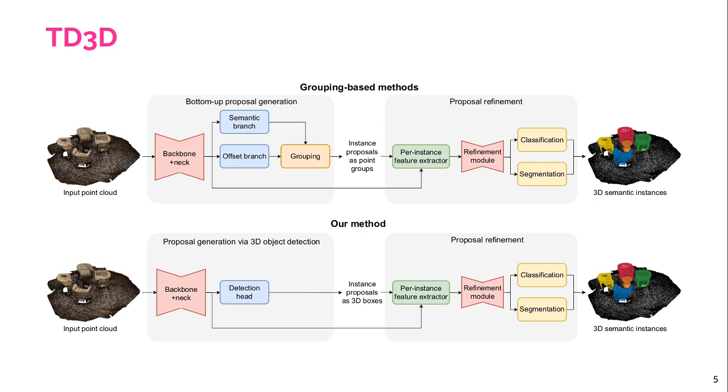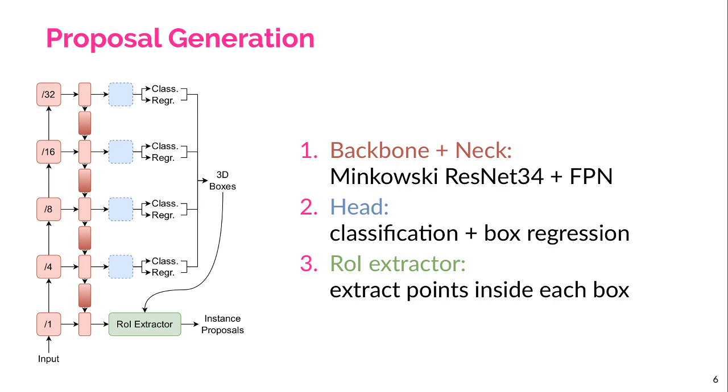The key novelty is the first step, where a time-consuming grouping operation is replaced with a simple 3D detection head. Our proposal generation is based on FCAF3D, a 3D object detection method that is proven to be efficient for indoor scenes. First, a point cloud is processed with a sparse 3D ResNet followed by an FPN. Then, the outputs of three FPN feature levels are passed through a shared detection head which outputs 3D bounding boxes. After filtering, these boxes serve as initial proposals.